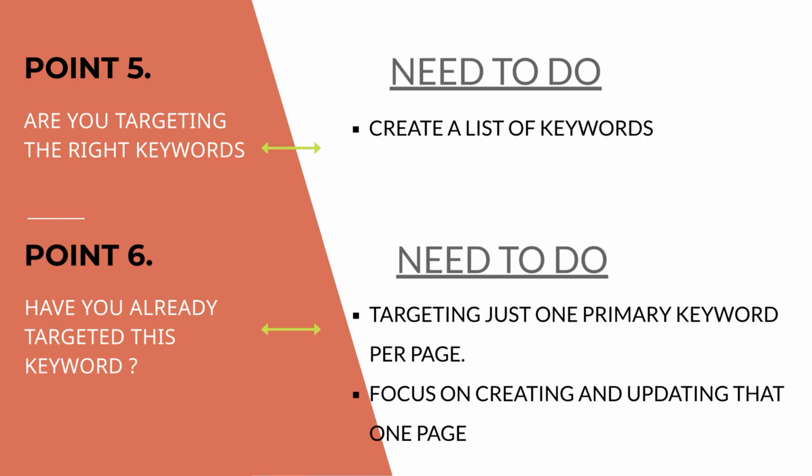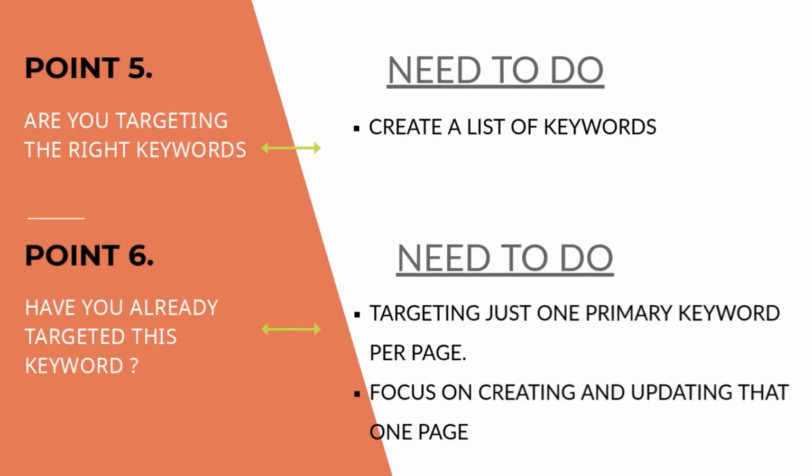Point 6. Have you already targeted this keyword? Keyword cannibalization is the thing in which multiple pages are targeting the same keyword phrase. Trust me, it won't work. So, what you need to do is target just one primary keyword per page and then focus on creating and updating that one page. No need to create or optimize other pages for the same keyword. But you can use closely related keywords on other pages if the intent is different. For example, if you are talking about a tool on one page in the informational intent, then you talk about its sales and service on another page, in the transactional intent.